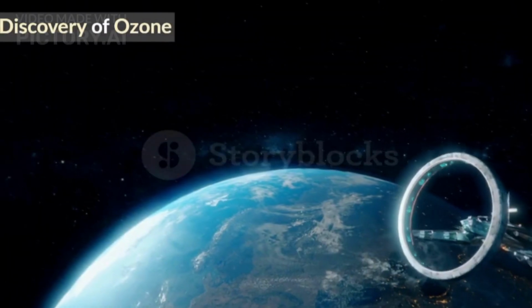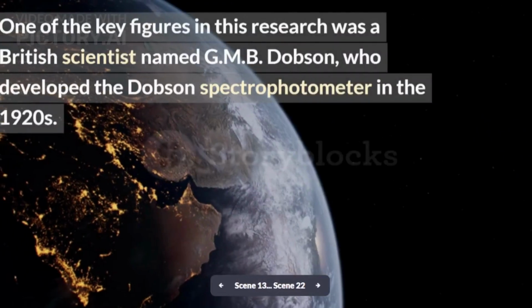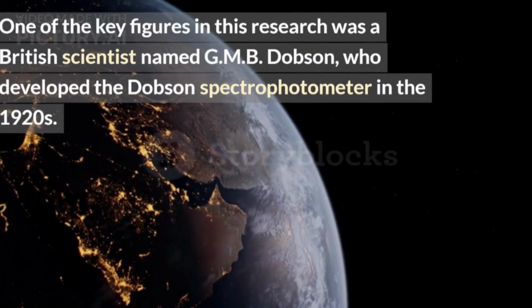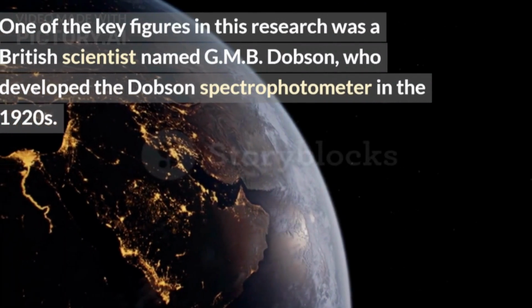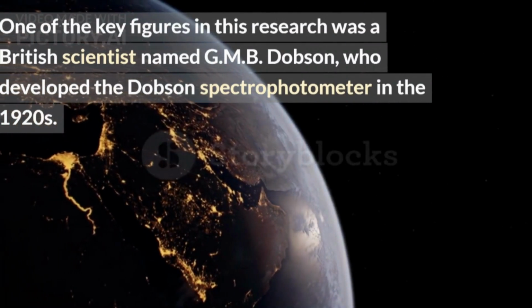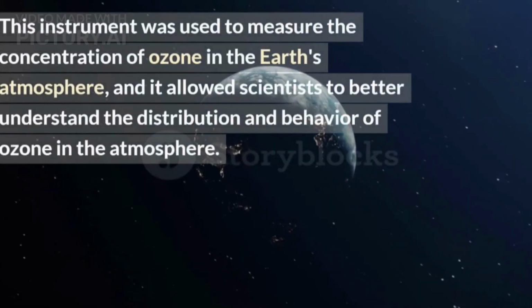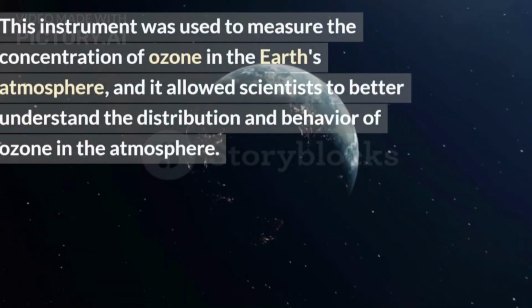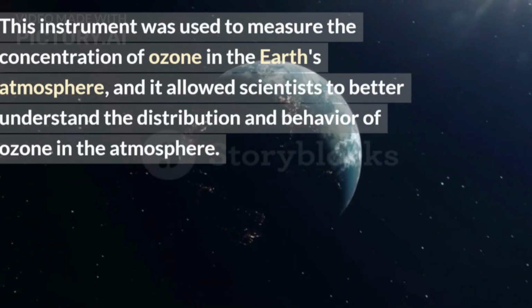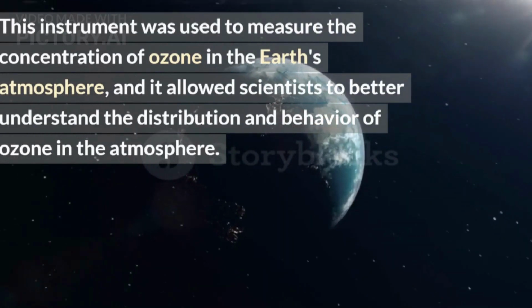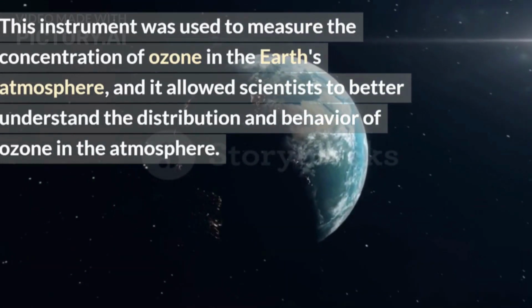Discovery of ozone. One of the key figures in this research was a British scientist named G.M.B. Dobson, who developed the Dobson spectrophotometer in the 1920s. This instrument was used to measure the concentration of ozone in the Earth's atmosphere, and it allowed scientists to better understand the distribution and behavior of ozone in the atmosphere.